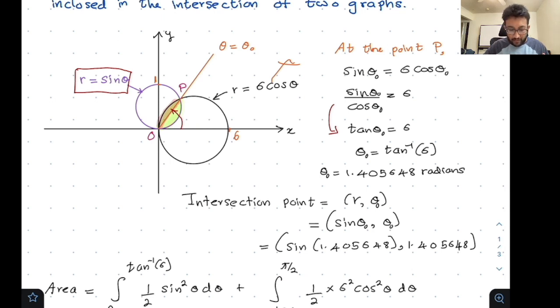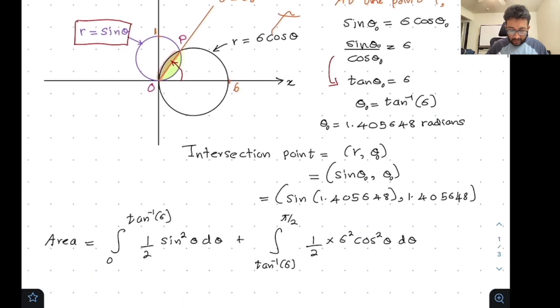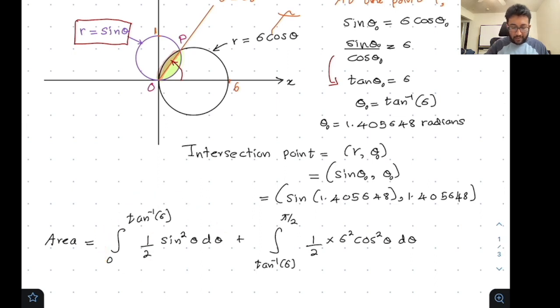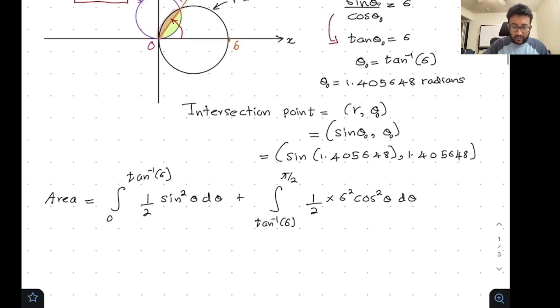And what is your R value? It is given by this function, R sine theta. So I will get the area of my green colored region as this value, right? Because 1 divided by 2, R is sine theta, sine square theta, d theta, and the value of my theta naught is tangent inverse 6, or in other words, this value of radians, right? Okay, now this is the area of green colored region.